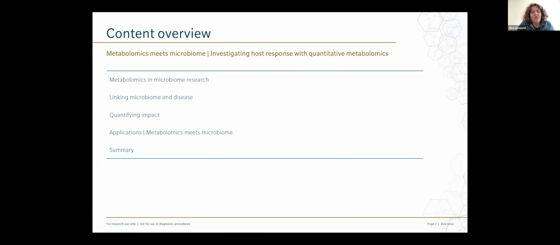We will look very quickly at an overview of the use of metabolomics in microbiome research, and especially I will highlight certain interesting points on which matrix or sample type to use. Is it feces? Is it another type of intestinal sample? Is it blood, or is it even tissue samples? And what do you get out of those different matrices? Then we'll look at the links between the microbiome and disease and how to quantify the impact of the microbial metabolites on the host, and then look at a few examples of applications where metabolomics meets microbiome.